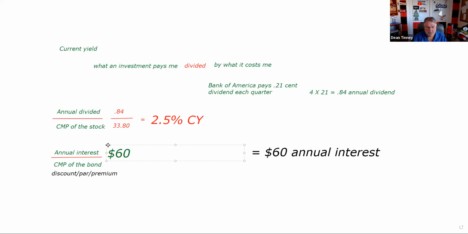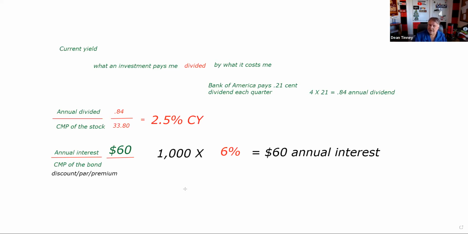And so now, your point, we do need to know what the bond is priced at. Because remember, we said that current yield is what an investment pays us divided by what it costs us. In stocks, what it pays us is the annual dividend. In bonds, what it pays us is the annual interest, divided by what it costs us, the current market price. So this would be important to tell you what the price of the bond is.